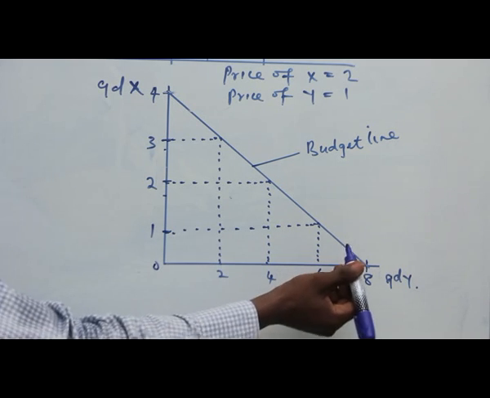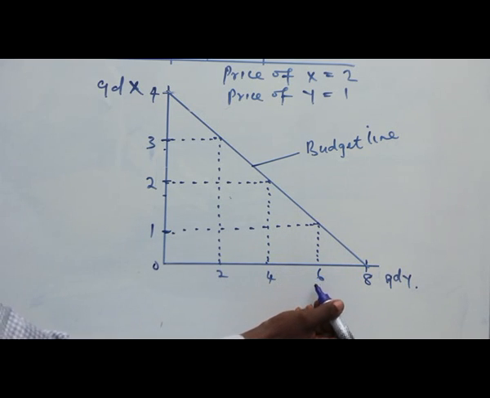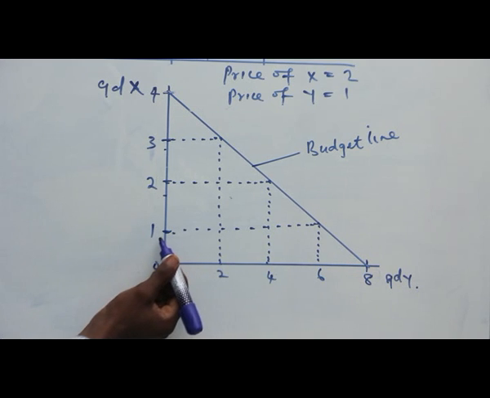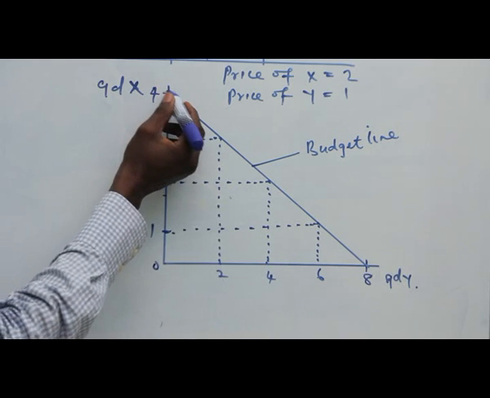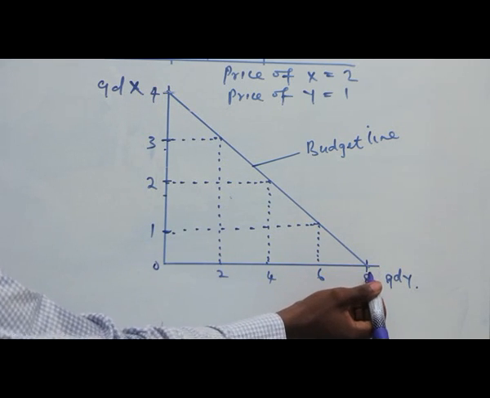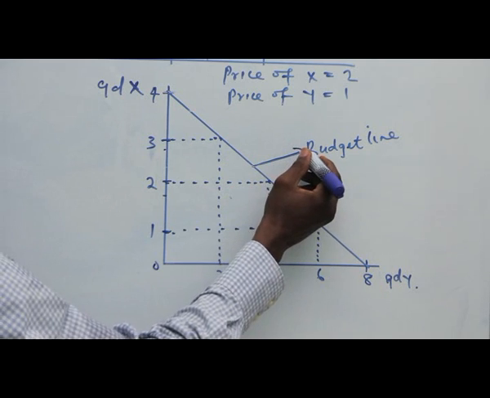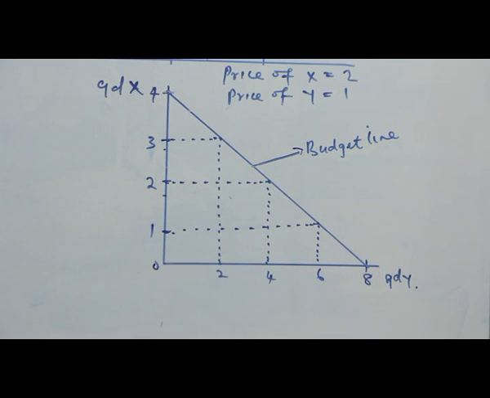If the consumer still wants to go further, taking more quantity of commodity Y, he has to drop more of commodity X. So at the end, we are going to have what we call the budget line. So this is what we call the budget line. That is the budget line curve.